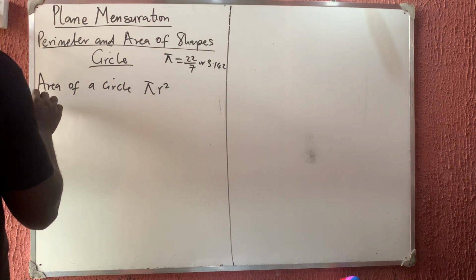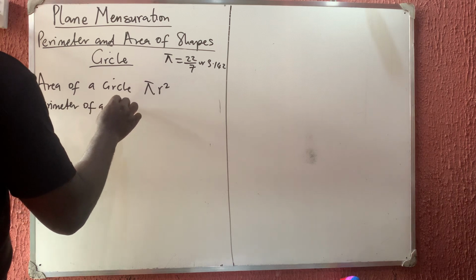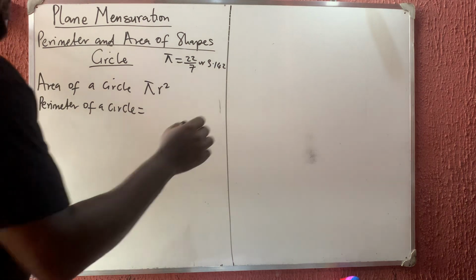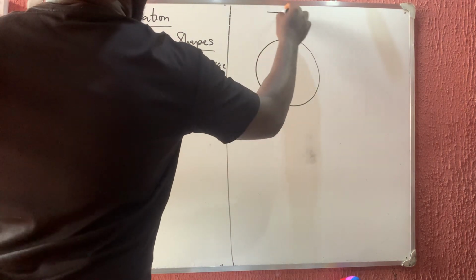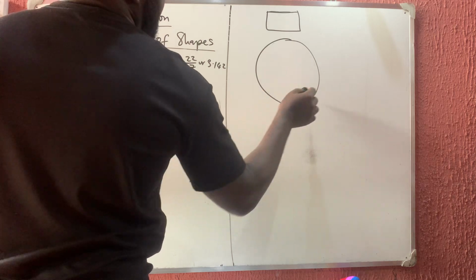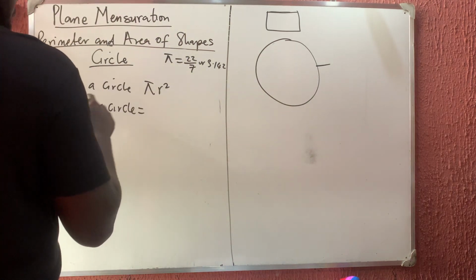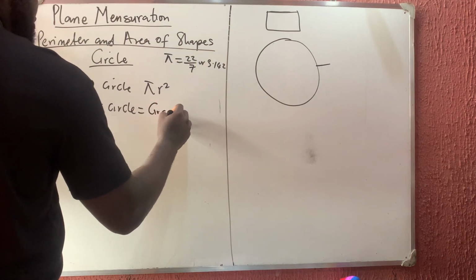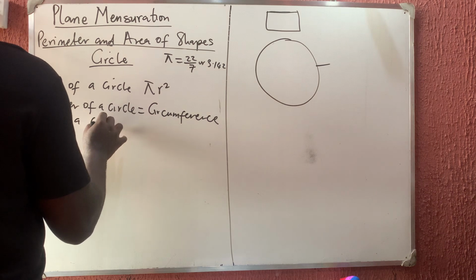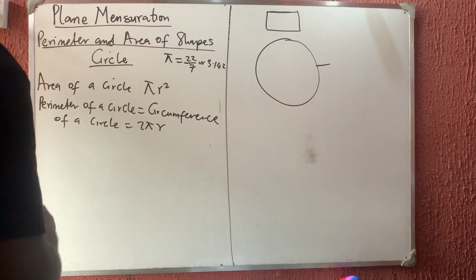Then the next thing you need to know is the perimeter of a circle. The perimeter of a circle is what we call the circumference of a circle. Like I told you in the previous video, perimeter simply means moving around a shape. If I have a rectangle like this, the perimeter is the distance around this rectangle. So the distance around this circle is what we call the circumference of the circle. This line is called the circumference of the circle. So another name for the perimeter of a circle is what? Circumference. And the formula is 2 pi r. That's the formula.